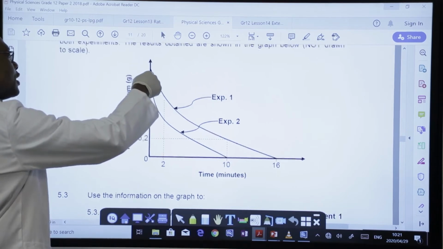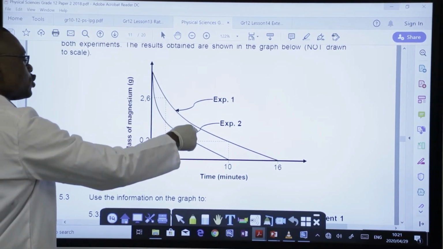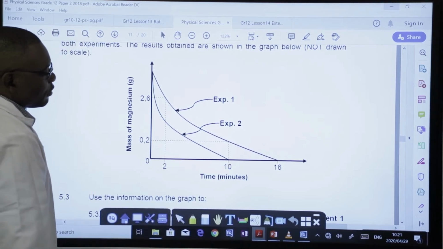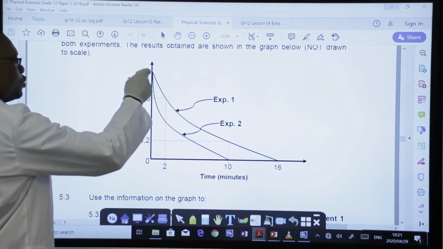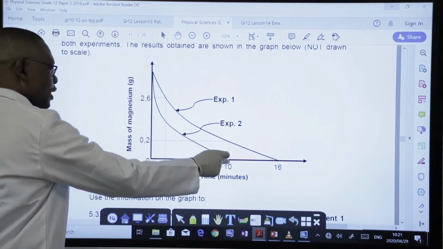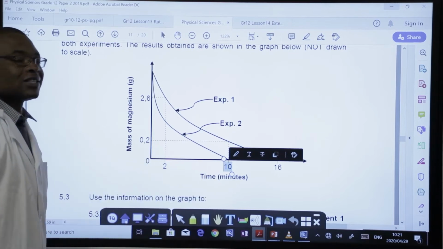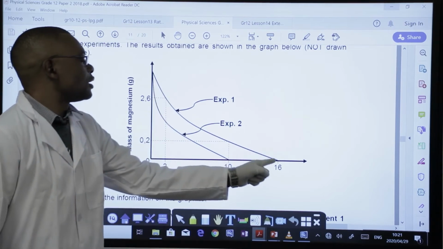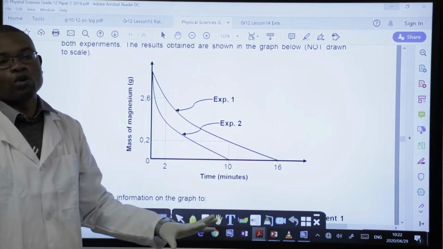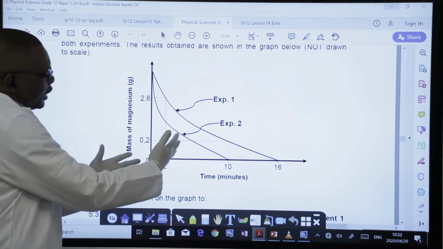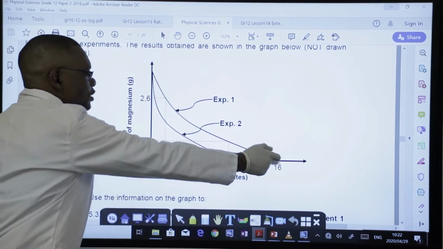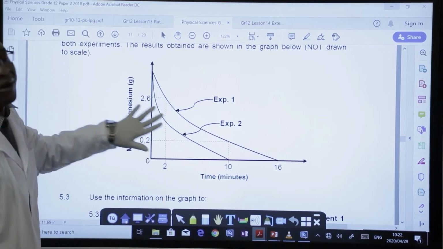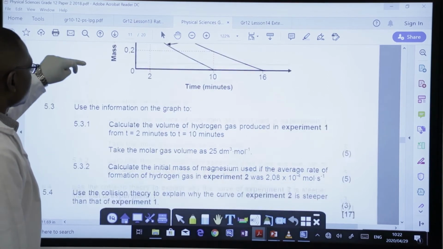You can see that the mass was decreasing slowly over a 16-minute period. But for experiment 2, see how quickly the mass was dropping; within 10 minutes all of it had reacted and gone. But for experiment 1, it took 16 minutes to react all the magnesium ribbon. So clearly, this graph shows that this is the magnesium ribbon while this is the magnesium powder. Let's use our interpretation of this graph to answer the questions.